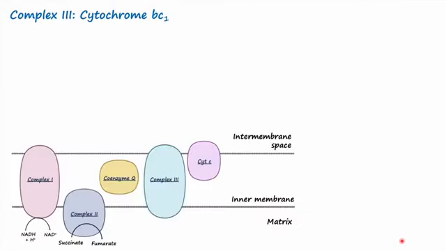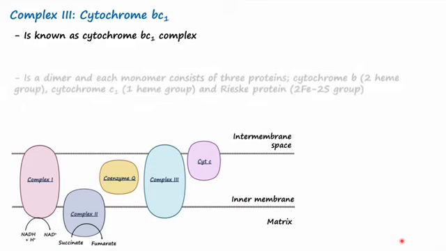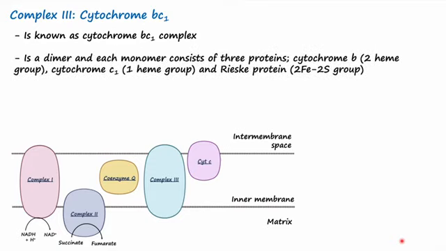So now let's talk about complex 3, which is also known as the cytochrome bc1 complex, and is actually a dimer, and each monomer consists of 3 proteins. First is cytochrome b, which contains 2 heme groups, second is cytochrome c1, which contains 1 heme group, and lastly is the Rieske protein, which contains 2 iron and 2 sulfur groups.